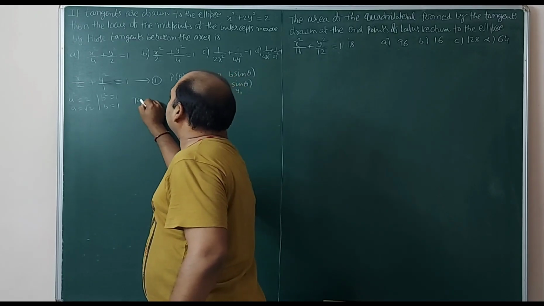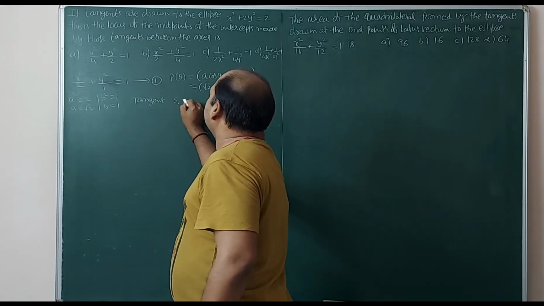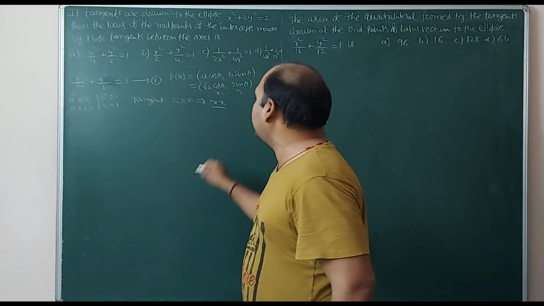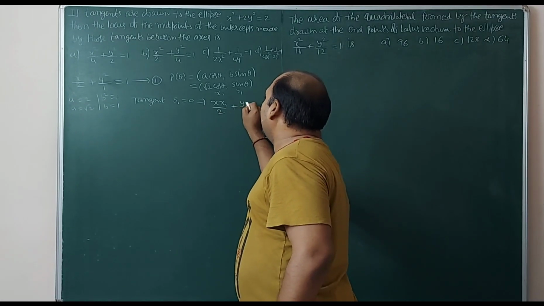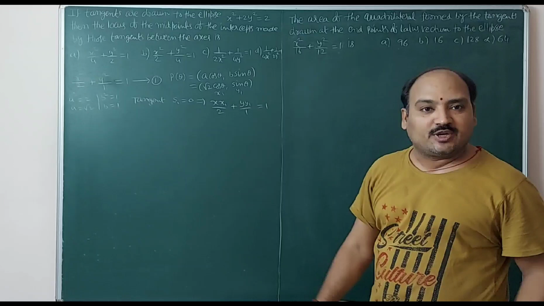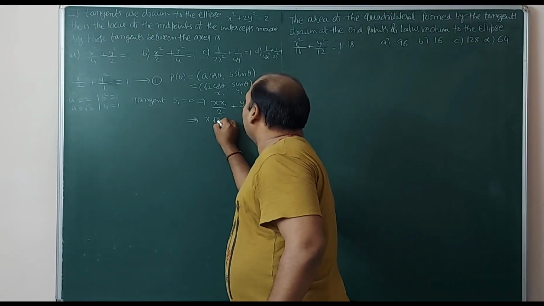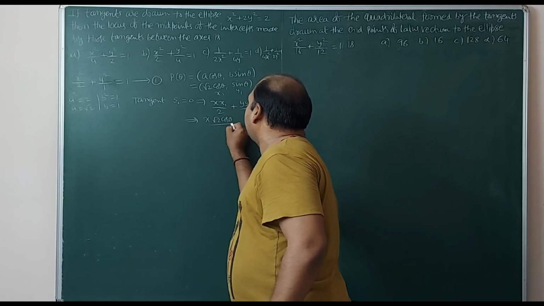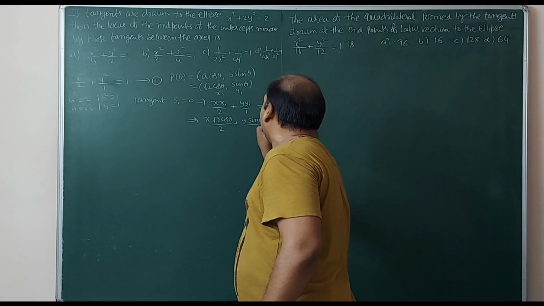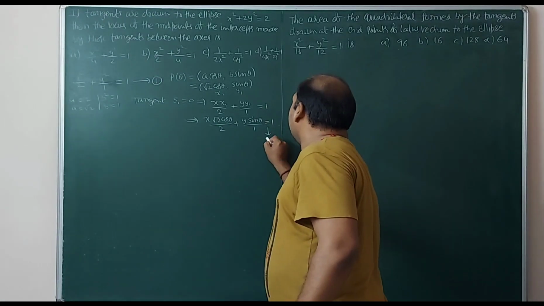So the tangent equation, S1 = 0, that is xx1/a² + yy1/b² = 1. a² is 2, b² is 1. In place of x1, y1, these points you can substitute. So what will come? x·√2 cos θ/2 + y·sin θ/1 = 1. This is the tangent equation, equation number 2.